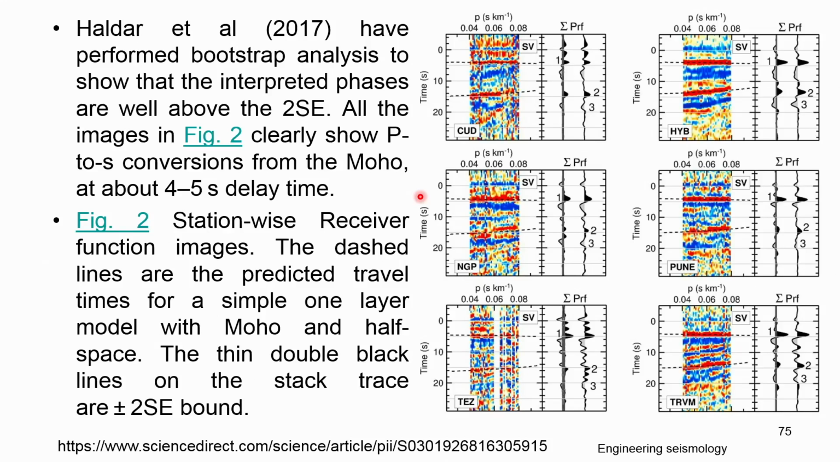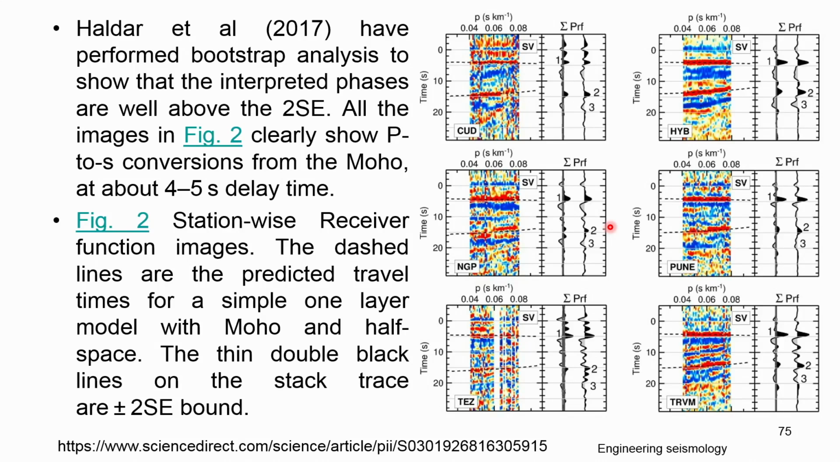Aldar et al. performed bootstrap analysis to show that the interpreted phases are well above the 2 second level. You can see here the phase, the Moho depth, this is basically the Moho depth, and then the second layer here. So, this is the waveform analysis they do. These are all the studies that seismologists do. Seismologists focus on seismic records and try to interpret this kind of depth, which will give you the depth of an earthquake at a particular location.